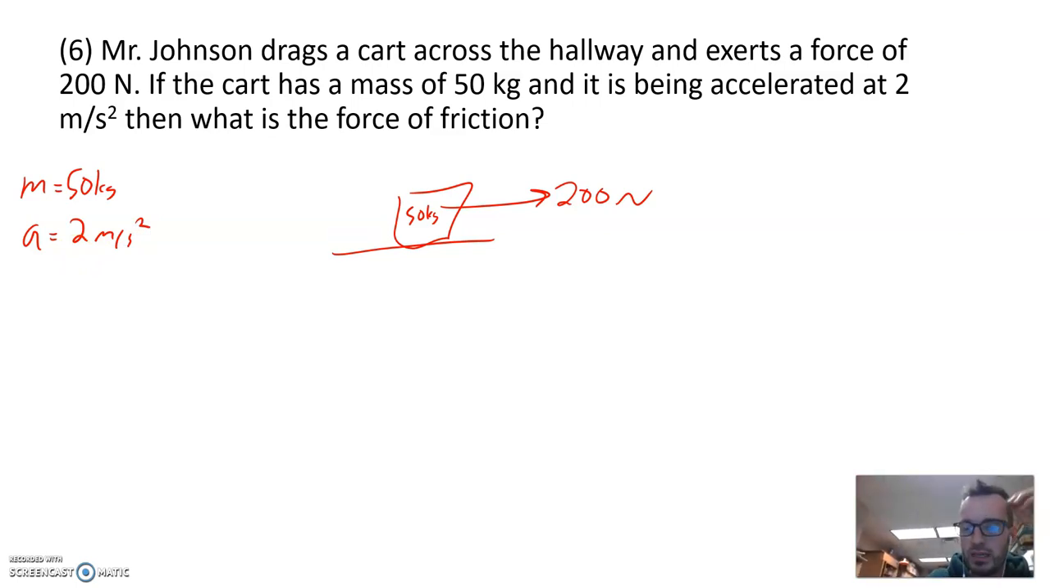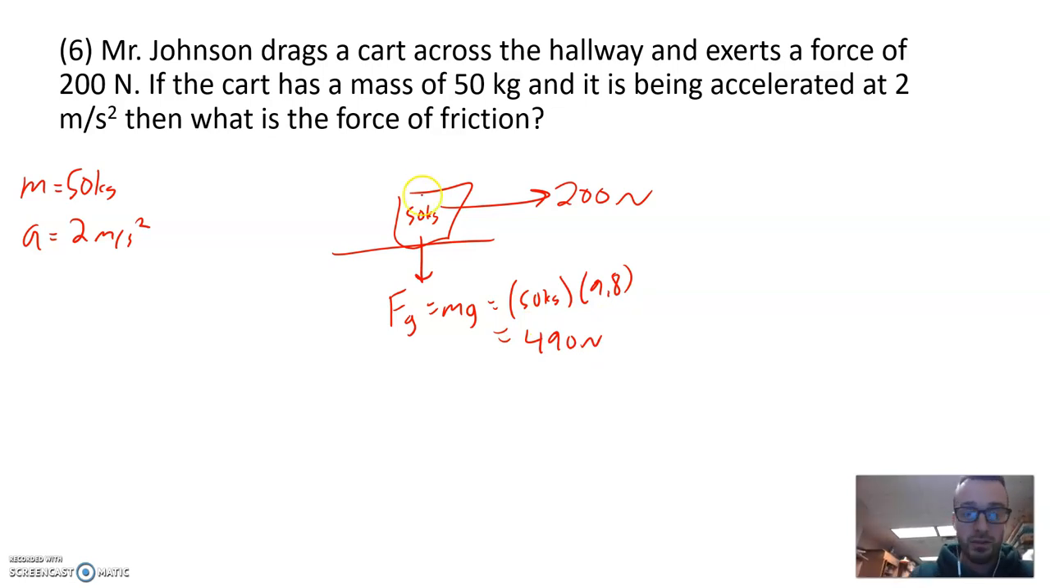Well, let's see if we can get some more forces first. Can we get the force of gravity? Of course. Force of gravity is always calculated by doing m, 50 kilograms, times 9.8, which is going to yield 490 newtons. And if there's 490 newtons down, there's got to be 490 newtons up. Not so bad. Now here's where it gets tricky.